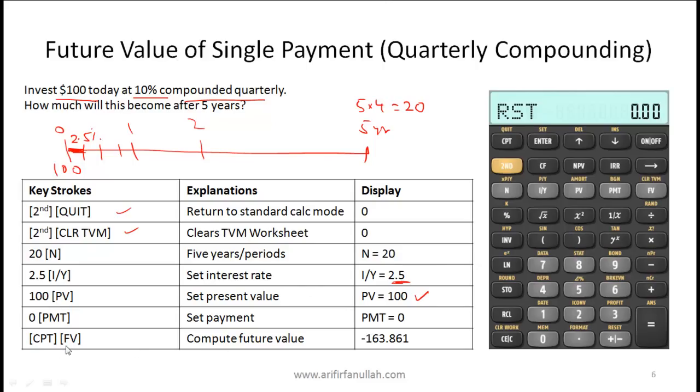And when you compute future value, you get minus 163.861. Notice that this number is slightly higher than what we had before, which is what you would expect because the compounding is happening more often.